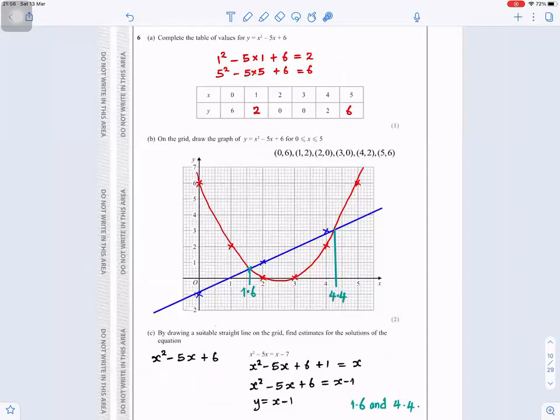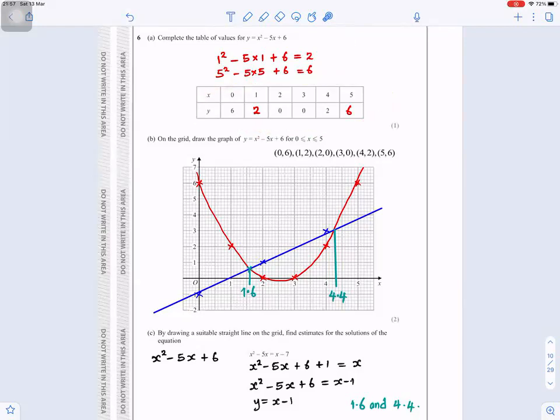Question number 6. Complete the table of values for y equals x squared minus 5x plus 6. You can do it manually or you can use your calculator. So you can substitute 1 for x. 1 squared minus 5 times 1 plus 6 will give you 2. And you can substitute 5. 5 squared minus 5 times 5 plus 6 will give you 6. So that's the table completed.